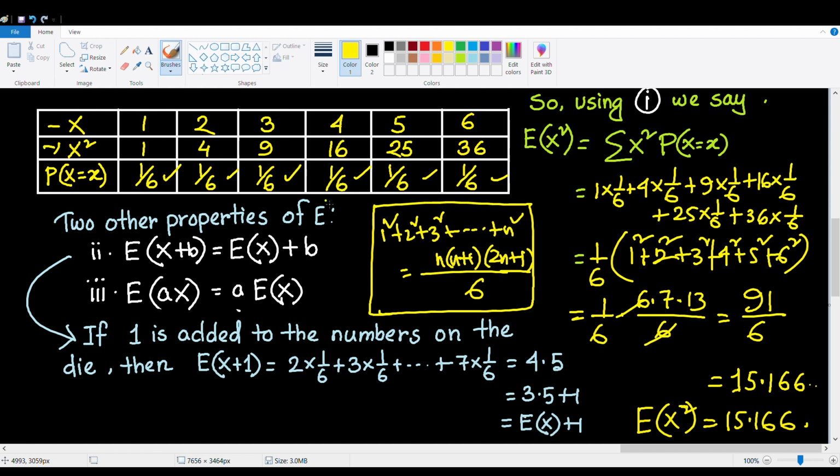Now there are some other properties of E. The property 2 is E of ax plus b equals a E of x plus b. If you want to see the proof, you have to go to the book again, but we can explain it in an easier way, right?